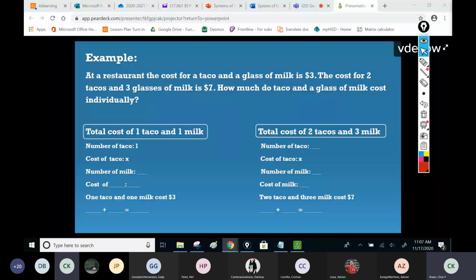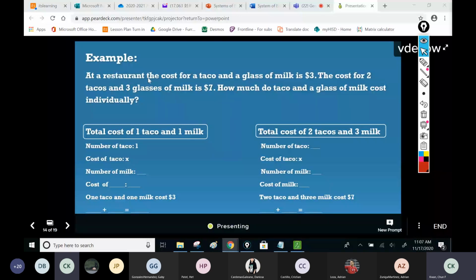All right, let's take a look at this problem. At a restaurant, the cost for one taco and a glass of milk is $3. And then the cost for two tacos and 3 glasses of milk is $7. How much do a taco and a glass of milk cost individually?